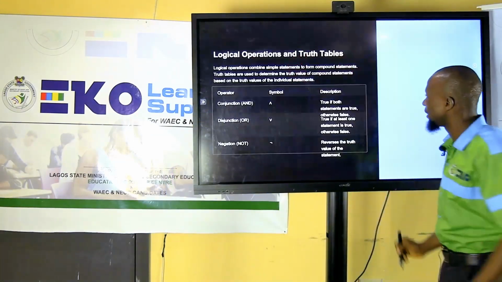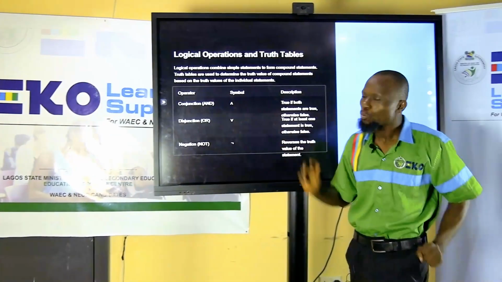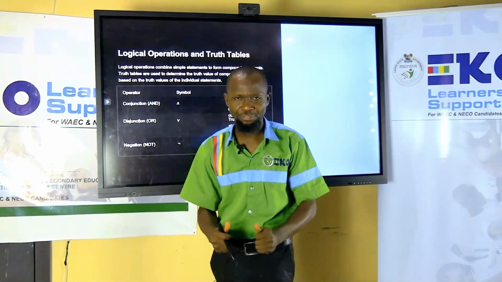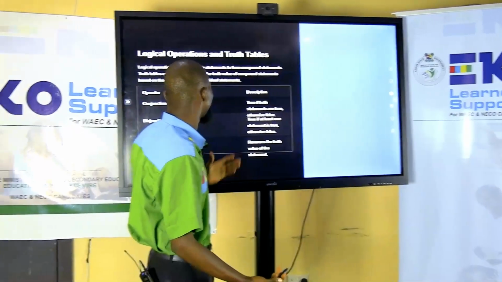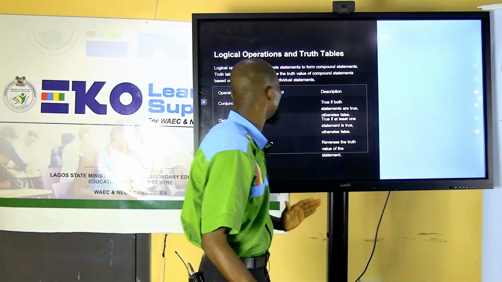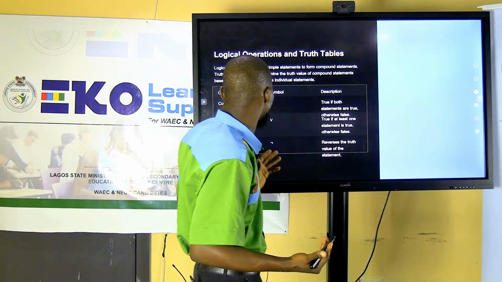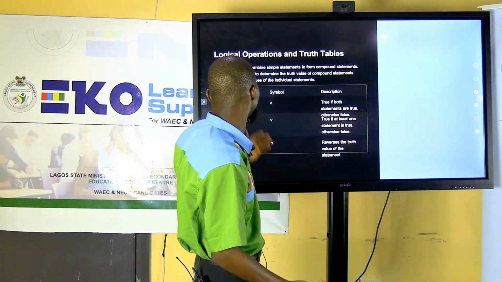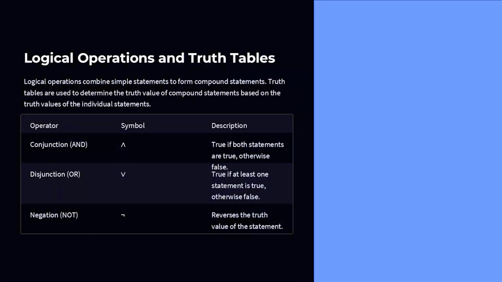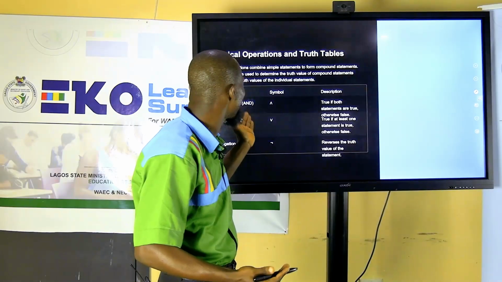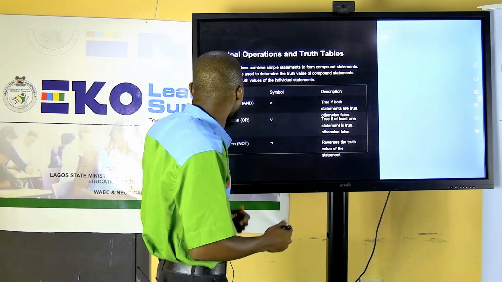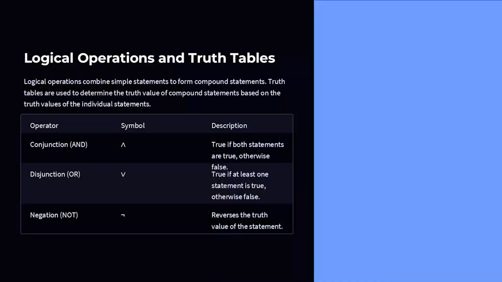Okay, let's move. We have some conjunctions or operations that we use in logical statements. Logical operations combine simple statements to form compound statements. So if you need to form a compound statement in this case, we have conjunction, and, which is this.